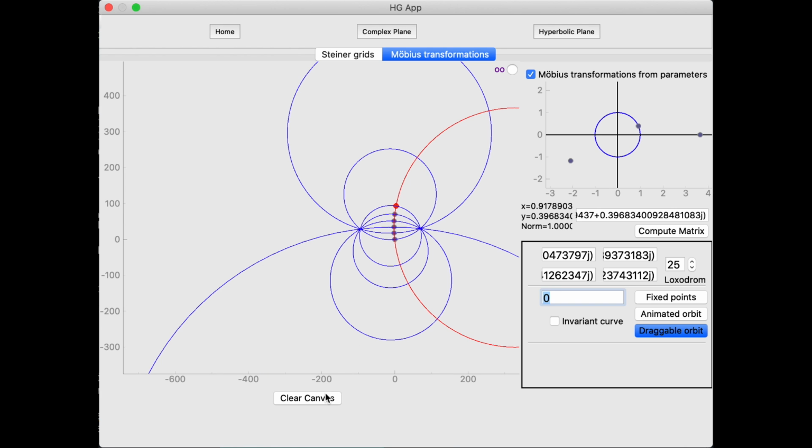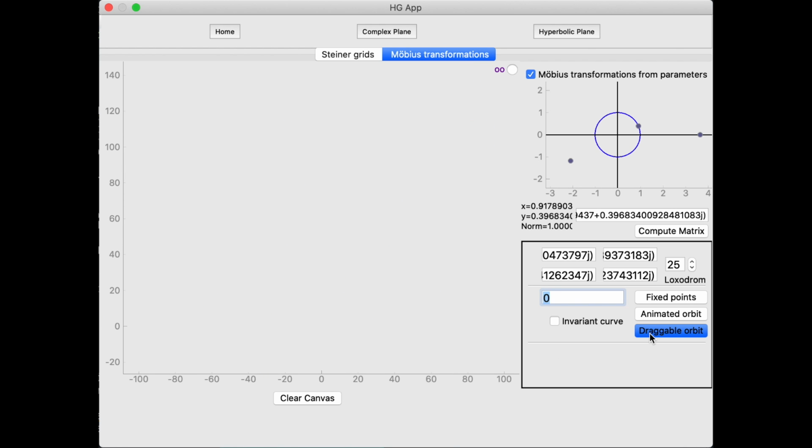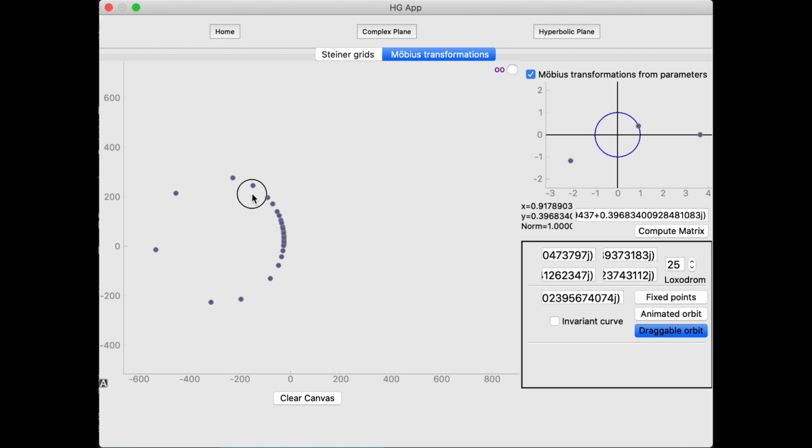Okay. And let's say now that I just see it all at once, and I can move, right? So what I'm doing now is moving around the initial point and then seeing how the corresponding orbit under the integral powers of the Möbius transformation has to look.